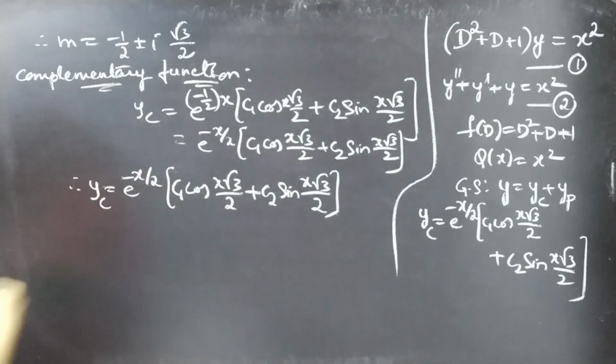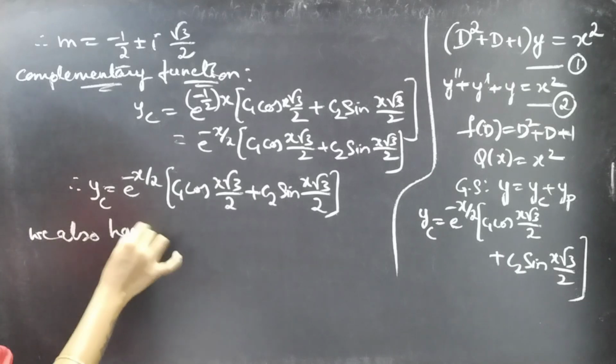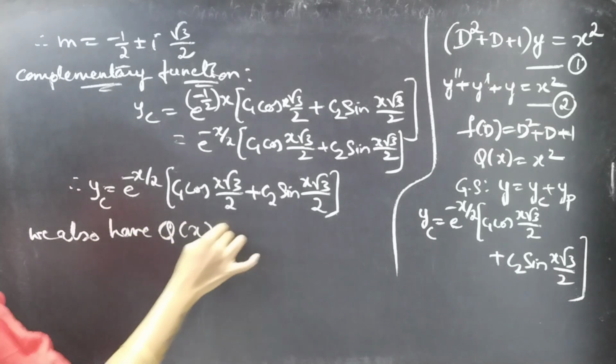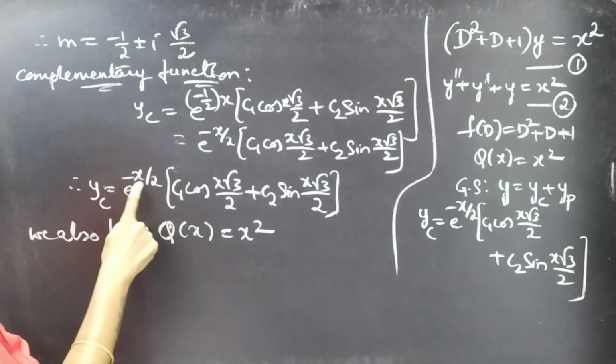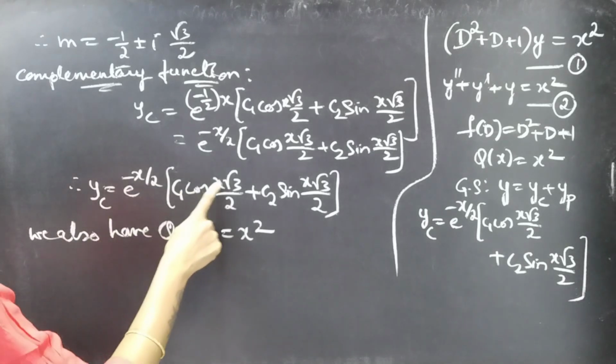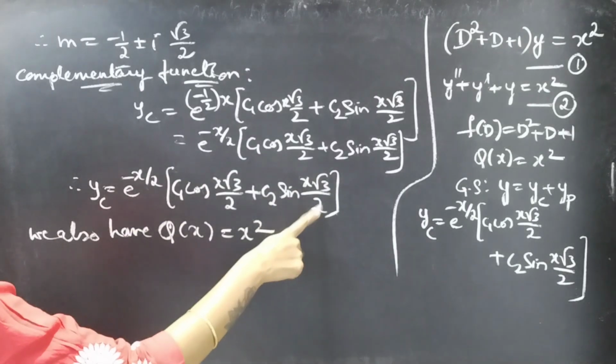Right? We got yc, now we need to find yp. We also have q of x equal to x square. Now compare the terms of yc and q of x. Here you are having e power minus x by 2 into cos x root 3 by 2 and e power minus x by 2 into sin x root 3 by 2.